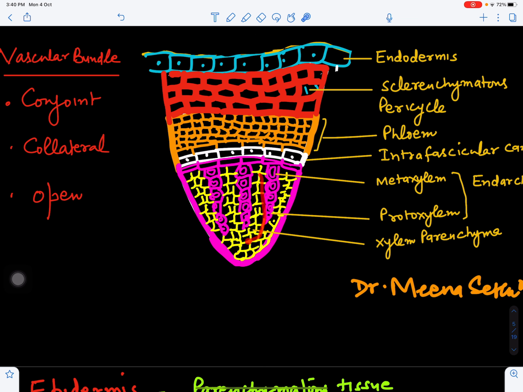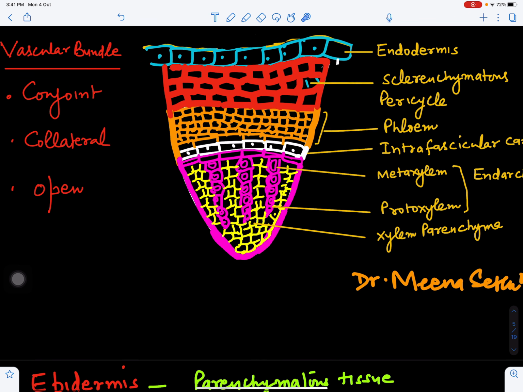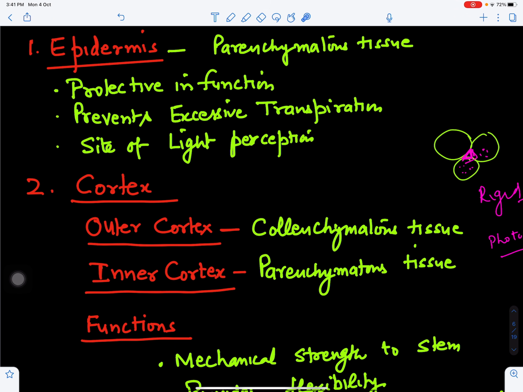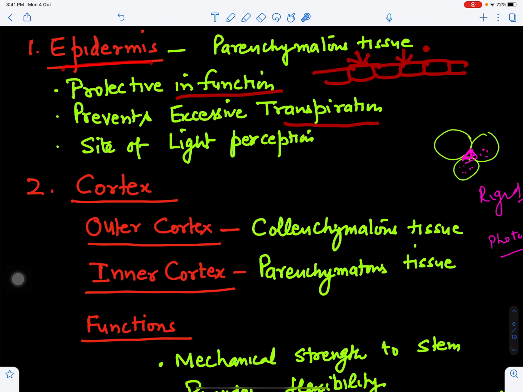And in between, this will be the xylem parenchyma, and this is about xylem, cambium and phloem. Now we will study the detailed outline of the structure of the dicot stem, like the epidermis. We know this is the outermost layer. This is made up of parenchymatous tissue, and this protects the internal organs, and also prevents excessive loss of water, that is, excessive transpiration. Because this is the outermost layer, it can perceive the light. So this is the site of light perception.